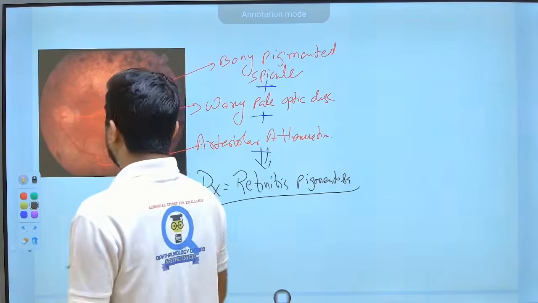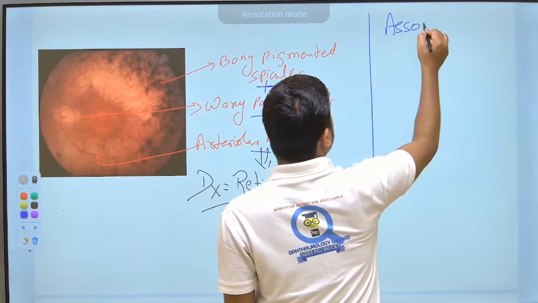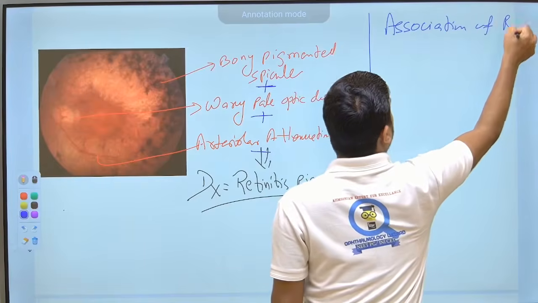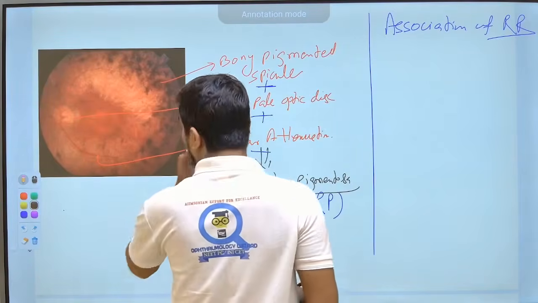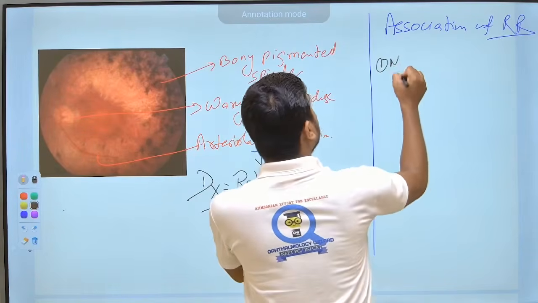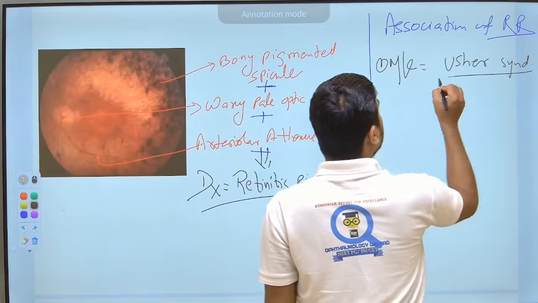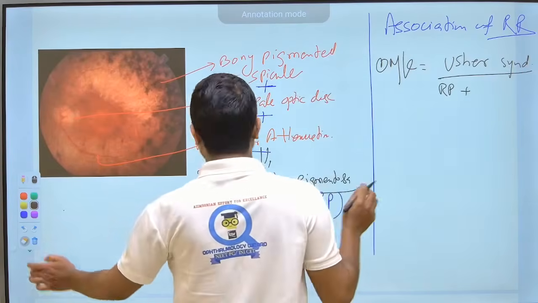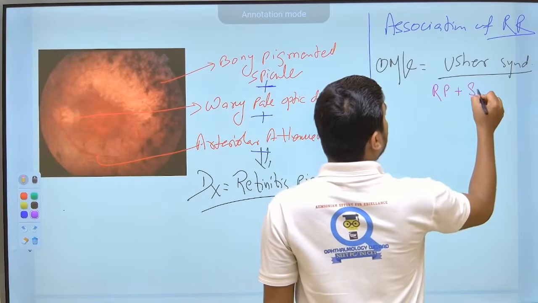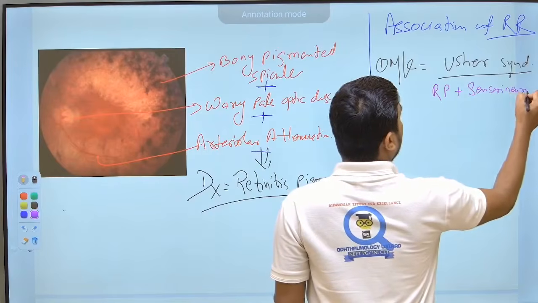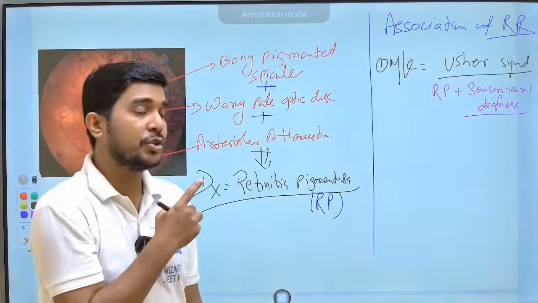Knowing the association is very important. Let's see. This is important because they have asked questions on this association of RP. This is also known as RP, right? What are the RP associations? The most common association is Usher syndrome. In Usher syndrome there will be RP plus sensorineural deafness. They can ask this question because this is the most common association.